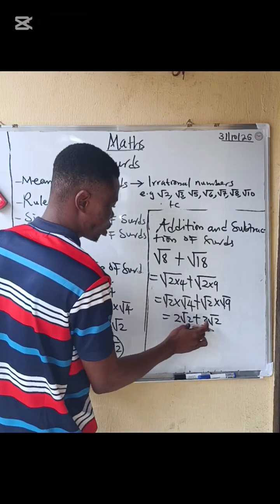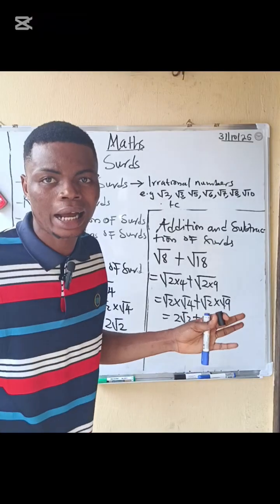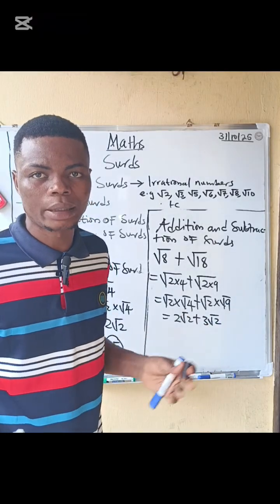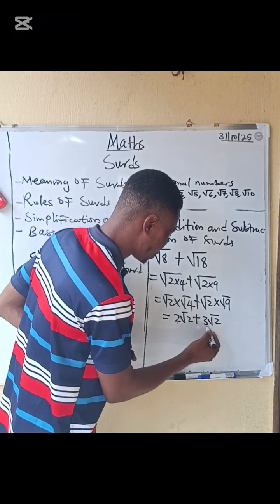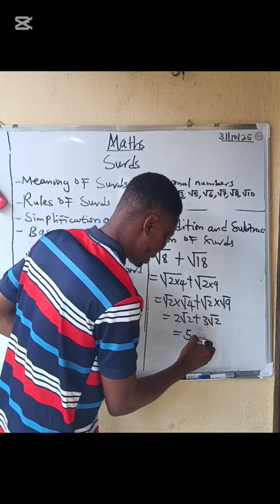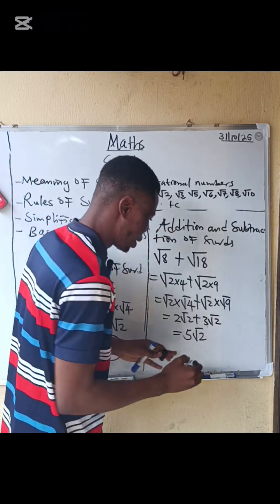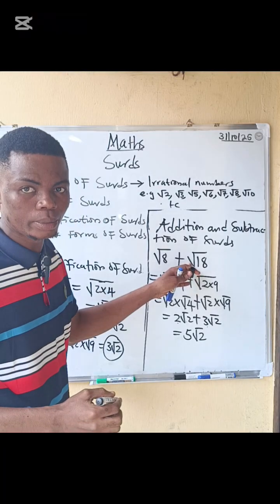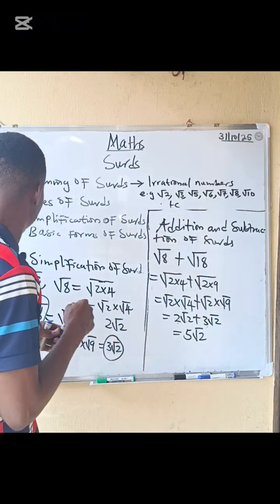If you look at this, this is root 2, this is root 2. So these are what? Similar surds. We can do what? We can add them together. So 2 plus 3, that is what? That will give us 5. Then pick one of the similar surds, that is root 2. And this is the answer to this. Very simple. Now let's look at another example.